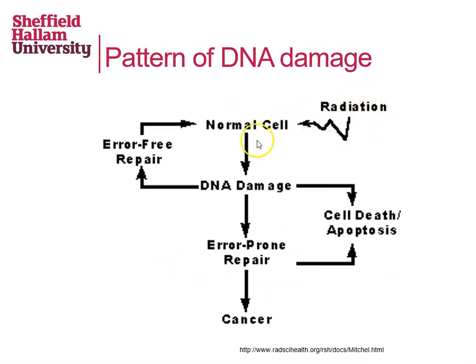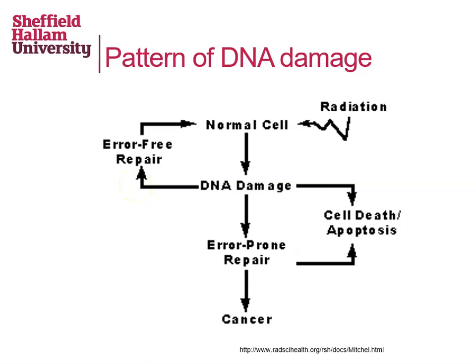So if radiation is received by a normal cell, there will be DNA damage. That damage can very effectively be repaired by an error-free repair pathway. I'm not going into great detail on this, but basically the cell spots that there's damage. It could be something like a single-strand DNA break.